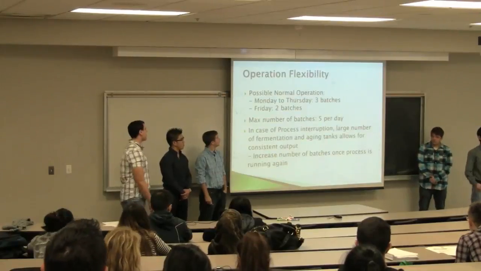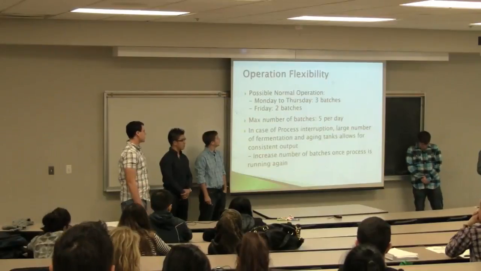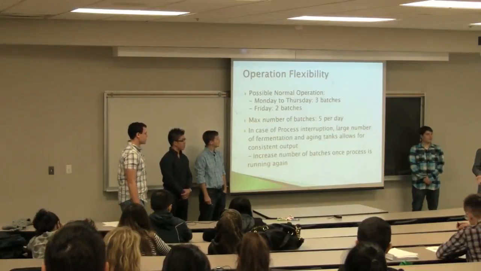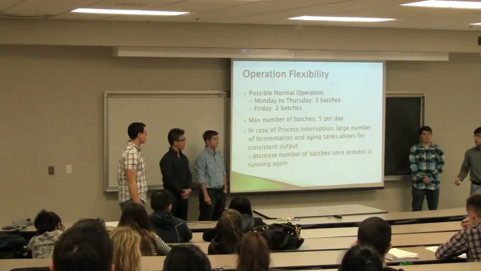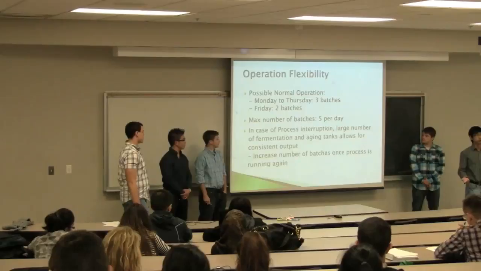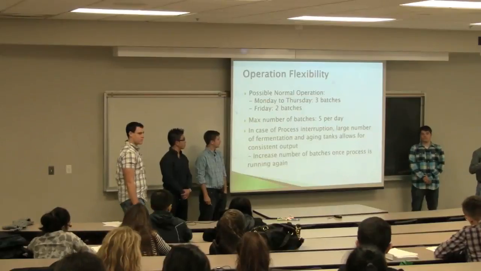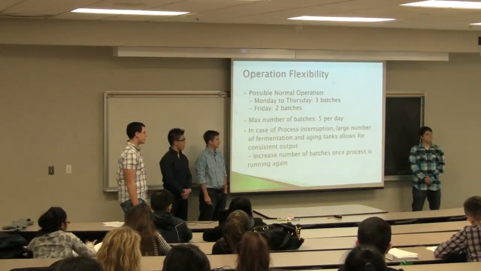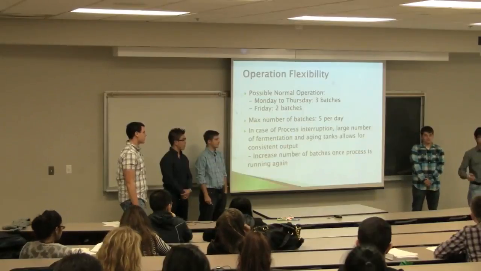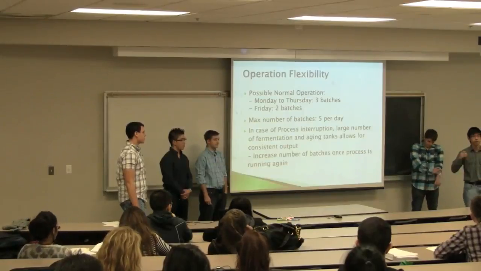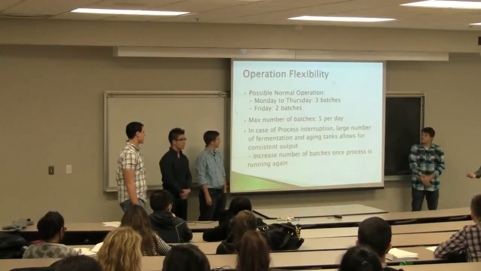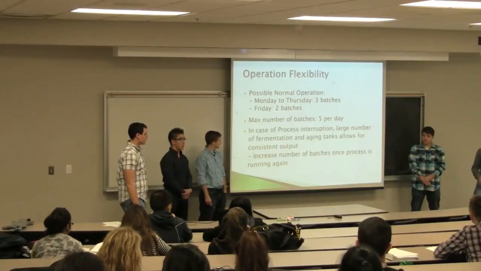Normally they operate with 3 batches from Monday to Thursday and 2 batches on Friday, but the maximum production rate is 5 batches a day. This is because of process flexibility. If they have a little bit of downtime, they can use up the stock inside their tanks, and then once they're up and running again, they can do more batches than usual to build up the stock in the tanks again. This will be shown in the cast interaction part of it.